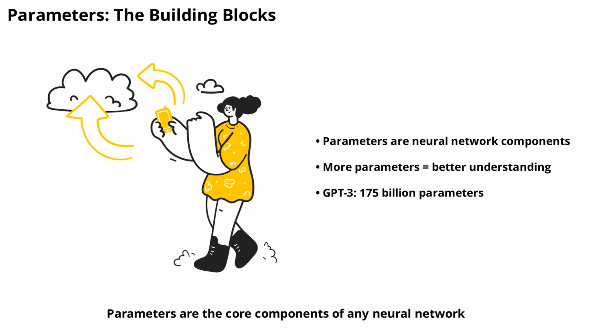Parameters are the core components of any neural network, including LLMs. Think of them as tiny switches that adjust during training to help the model make better predictions. The more parameters a model has, the more nuanced and sophisticated its understanding becomes. For example, GPT-3, one of the most famous LLMs, has 175 billion parameters. This scale allows LLMs to capture subtle details in language, making their outputs impressively human-like.